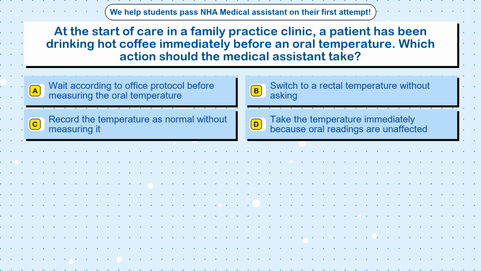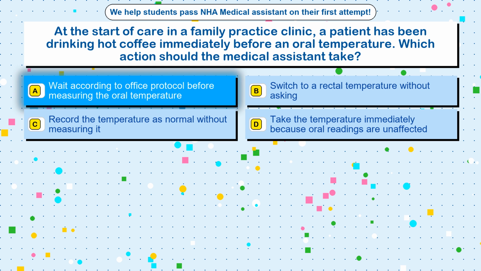Question 6. At the start of care in a family practice clinic, a patient has been drinking hot coffee immediately before an oral temperature. Which action should the medical assistant take? Option A. Wait according to office protocol before measuring the oral temperature. Option B. Switch to a rectal temperature without asking. Option C. Record the temperature as normal without measuring it. Option D. Take the temperature immediately because oral readings are unaffected. The correct answer is option A.